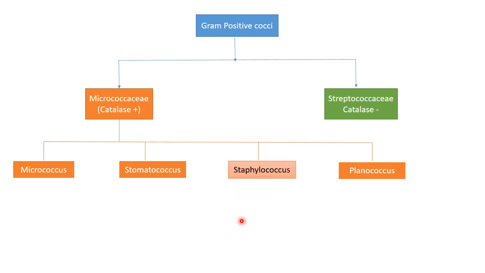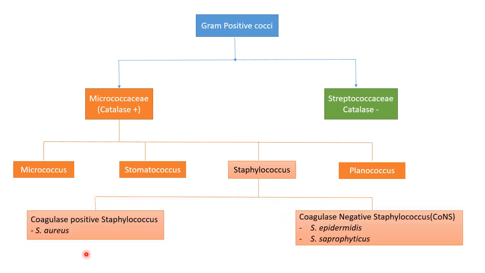Our main focus is Staphylococcus, which is further divided using the coagulase test. There are coagulase positive Staphylococcus, of which there is only one, Staphylococcus aureus, and there is also coagulase negative Staphylococcus, or the CoNS, which are Staphylococcus epidermidis and saprophyticus.